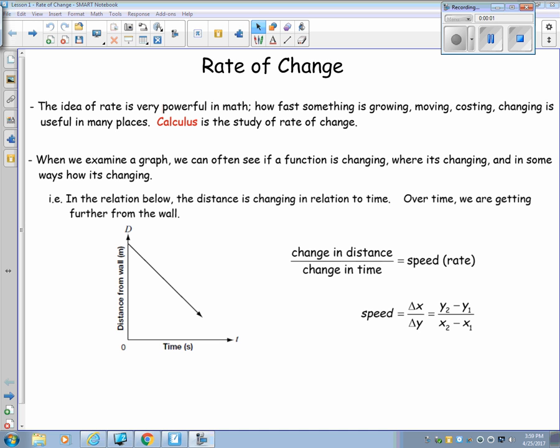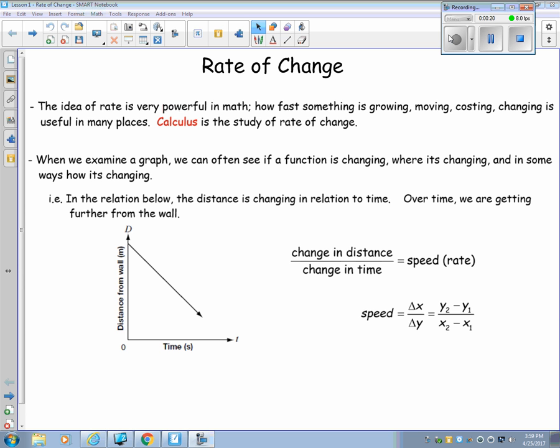In this lesson, we're going to examine the idea of rate of change. Rate of change is a really important idea in math. It's actually the whole idea of the study of calculus: how things are changing. So how fast something is growing, how fast it's moving, how much it's costing, how things are changing, usually over time. That's kind of a constant idea.